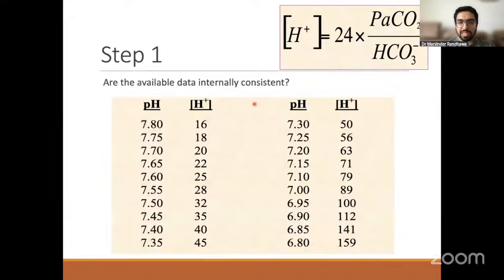So this internal accuracy part, you can see and forget. Mostly this is not useful in your daily routine. So what you do is you calculate the H plus ion. So this is the formula: 24 into PaCO2 by bicarb.